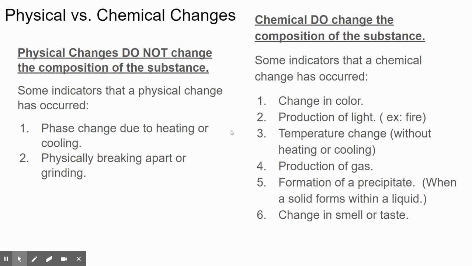Temperature change without heating or cooling. So if you're not putting heat in or cooling it down and a temperature change starts happening, that is an indication of a chemical change. So you mix two chemicals together and they start getting hot. You mix two liquids together and they start getting hot. You're not adding heat to it. That is an indicator of a chemical change. If you mix two things together and they all of a sudden get cold, that is an indicator of a chemical change.